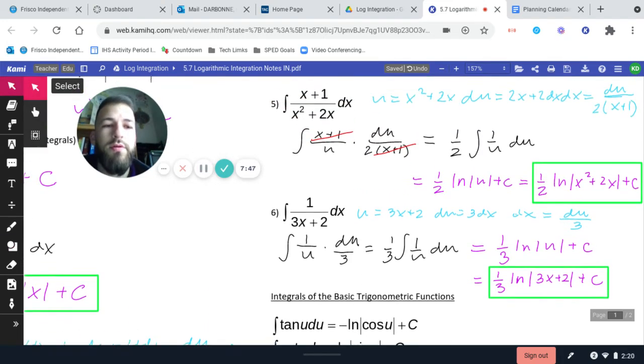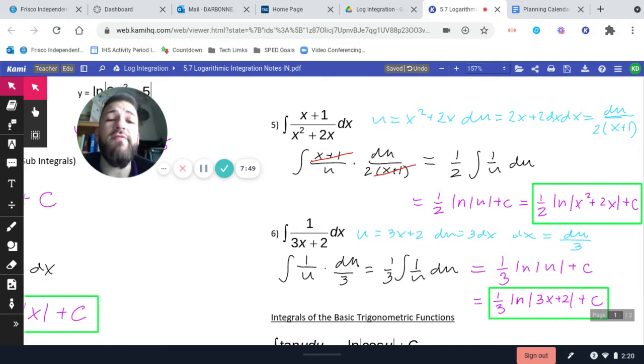All right, y'all. So let's talk about each of these. On number 5, our u is x squared plus 2x. The derivative is 2x plus 2 dx. So we get du over 2 times x plus 1. And just like I showed you in our last u substitution notes, because I know I need x plus 1 to cancel out, I went ahead and took a GCF of 2 out so I could get those x plus 1s to cancel out. So when we plug back in, x plus 1 cancels out. We get that extra 1/2 in front, integrate, and we get 1/2 times the natural log, absolute value of x squared plus 2x, and then plus c.